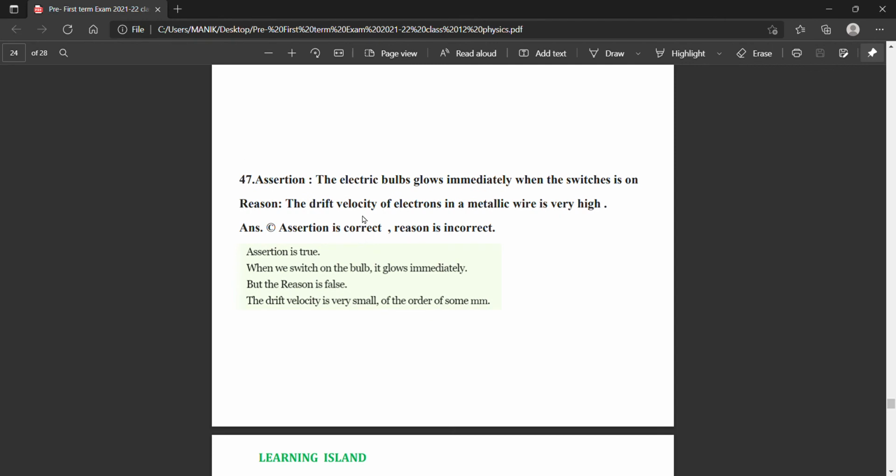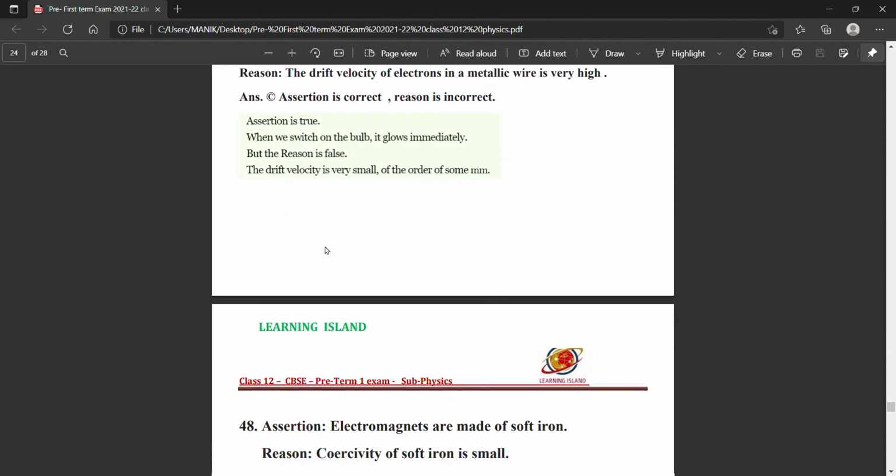Question number 47. The electric bulb glows immediately when the switch is on. The reason: the drift velocity of the electron in a metallic wire is very high. No, this is false. So the answer will be: assertion is correct, but the reasoning is not correct.